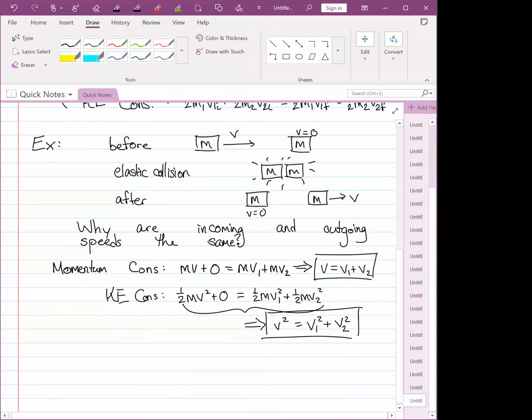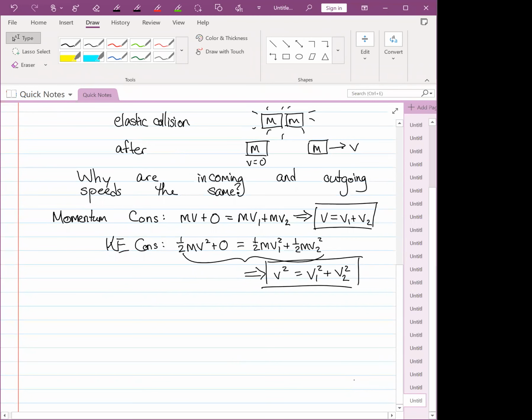and then we can just start slapping them together. So using the first equation, we have that v equals v1 plus v2. By the way, these are not vectors. This is a one-dimensional problem, so we can just use positive and negative numbers. And what that means is you can just square both sides. So that means that v squared is equal to (v1 plus v2) squared. But then we can expand that, FOIL it out.